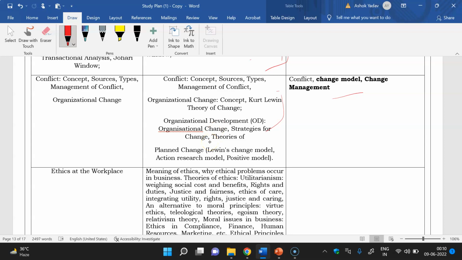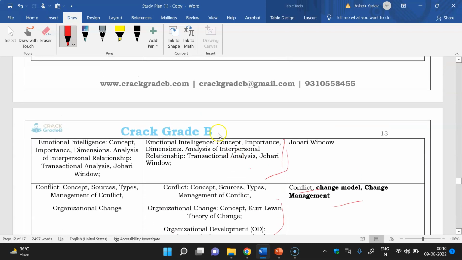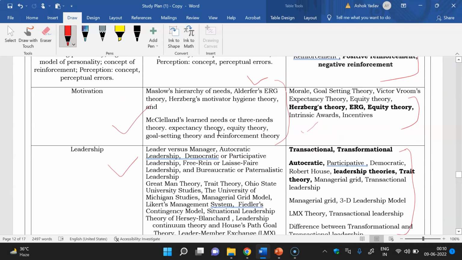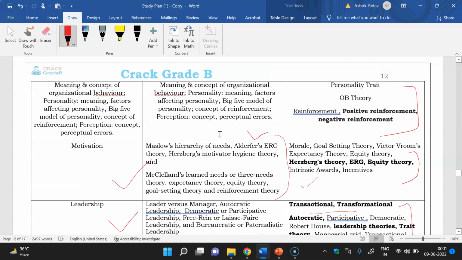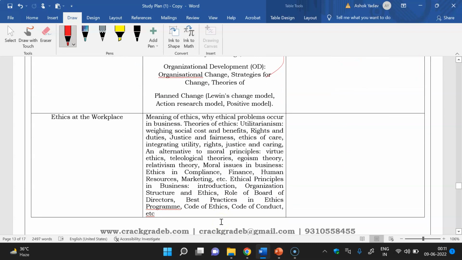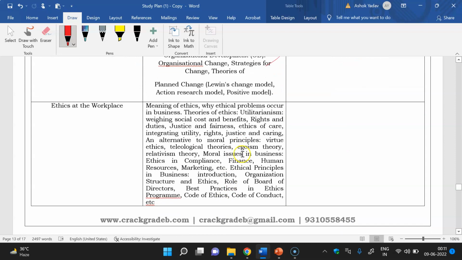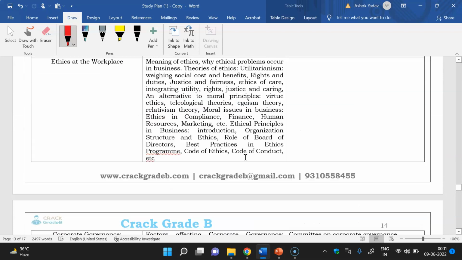Conflict is also important from the descriptive point of view. Organization change is also important from the descriptive point of view. On leadership, they can ask a descriptive question. Last time they asked the difference between transactional and transformational leadership. On motivation, they can ask a descriptive question based on these theories, such as write a note on the following theories. So that is important. Ethics, whatever is given in the syllabus, is important.